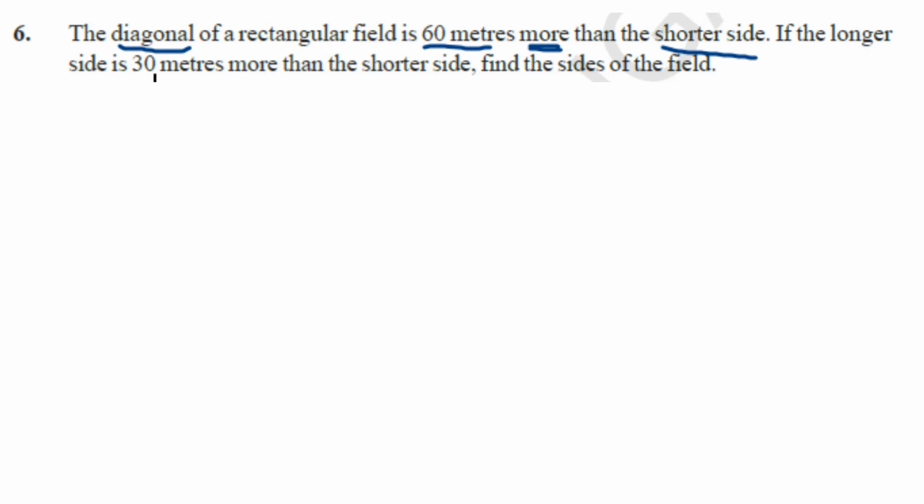if the longer side is 30 meters more than the shorter side, so here the longer side means length of the rectangle, and how is it? It is 30 meters more than the shorter side, meaning width. So here the diagonal of the rectangular field and length of the rectangular field, both of these are compared with the shorter side, that is width.